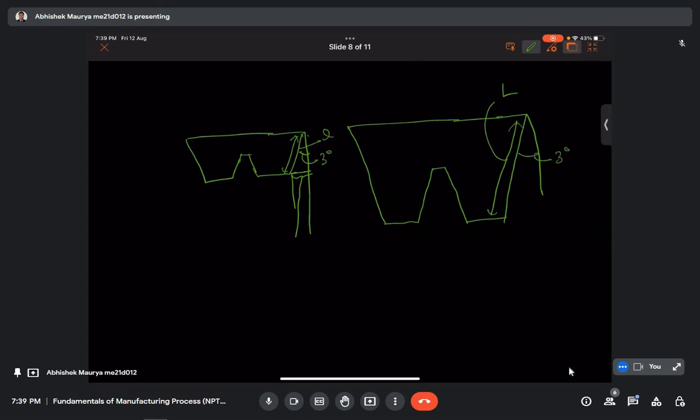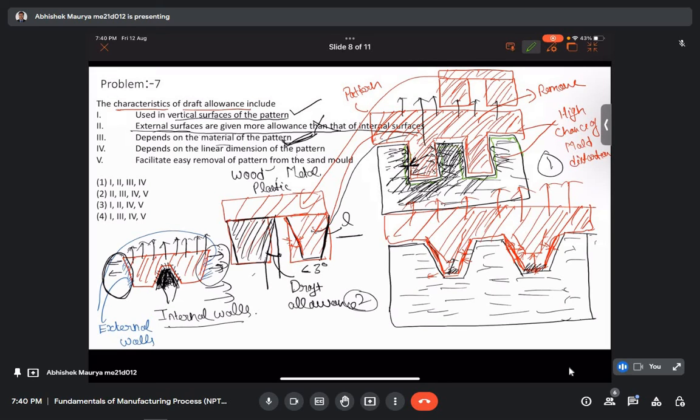So what is the difference we get here, and what is the difference we will get here? They are not the same. Because of the draft allowance of 3 degree, here we are getting a small d, and here the change in the pattern length is capital D. So they are totally different. The magnitude of capital D will be much larger than the smaller d. So draft allowance is a function of the linear dimensions. I hope I was able to explain the fourth point. So it depends on the linear dimension of the pattern. It is correct.